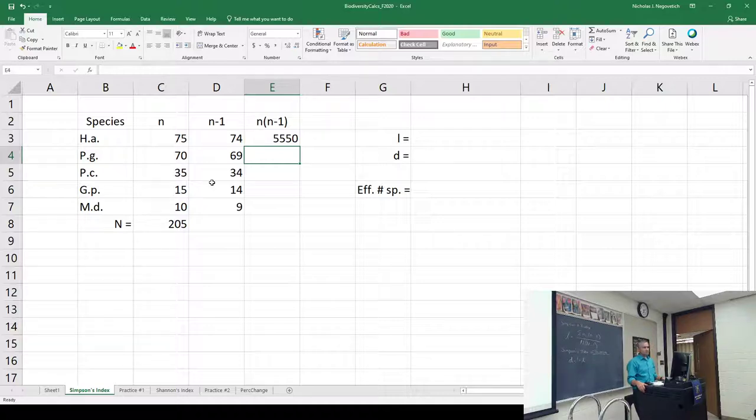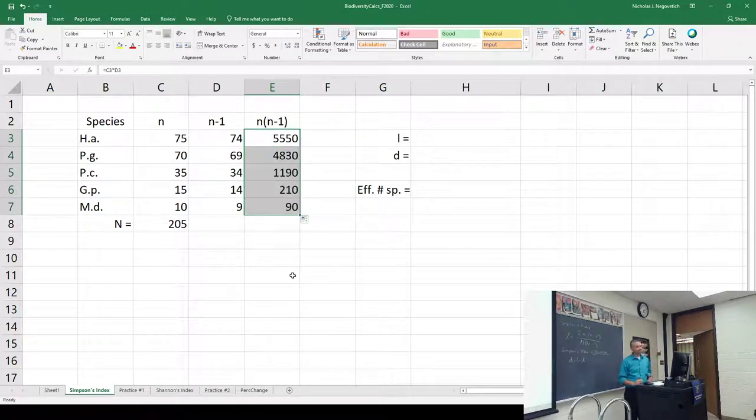So what does this number mean? There are 5,550 ways to randomly draw two individuals of this species from our population. I'm going to do the same thing, because I need this for each species. Once my cursor changes over that lower right square, I left click and drag down.